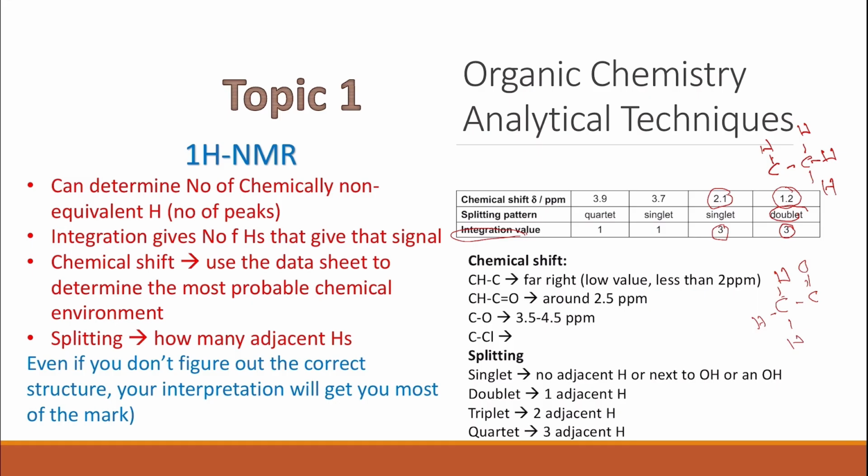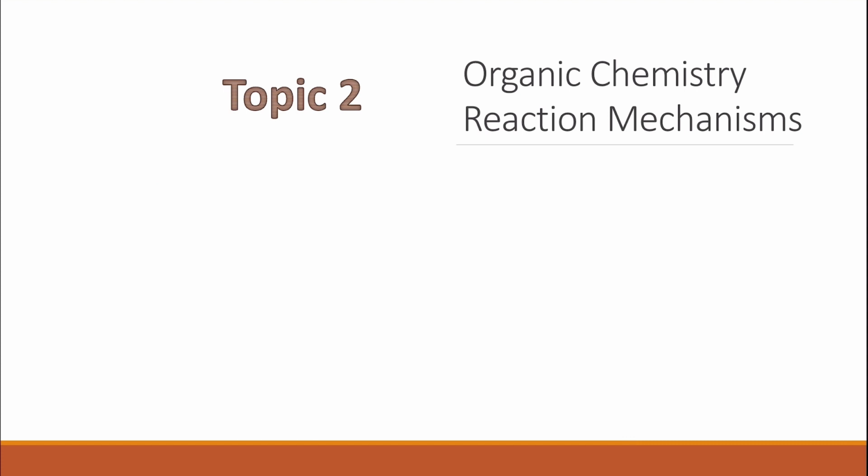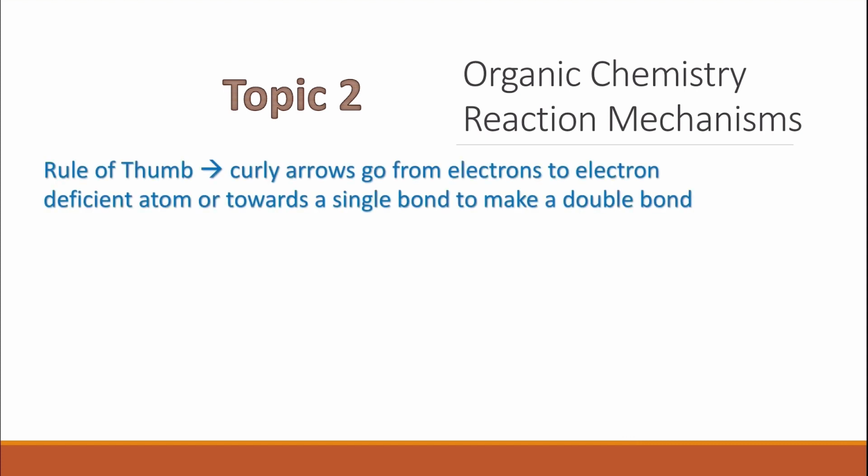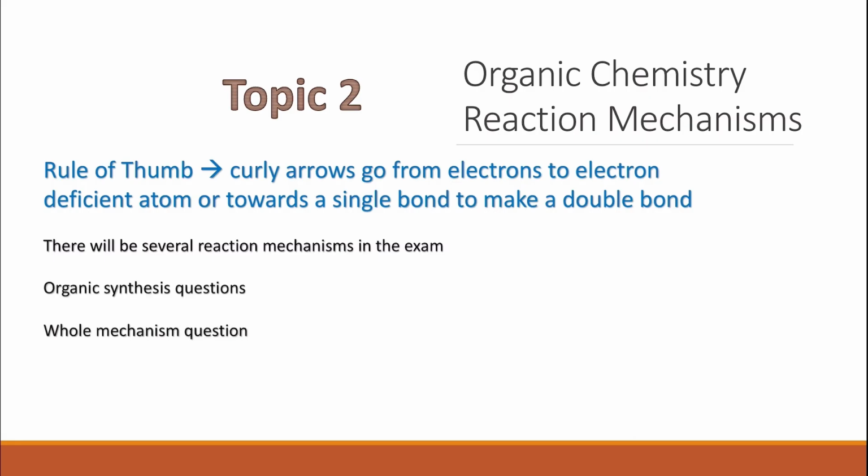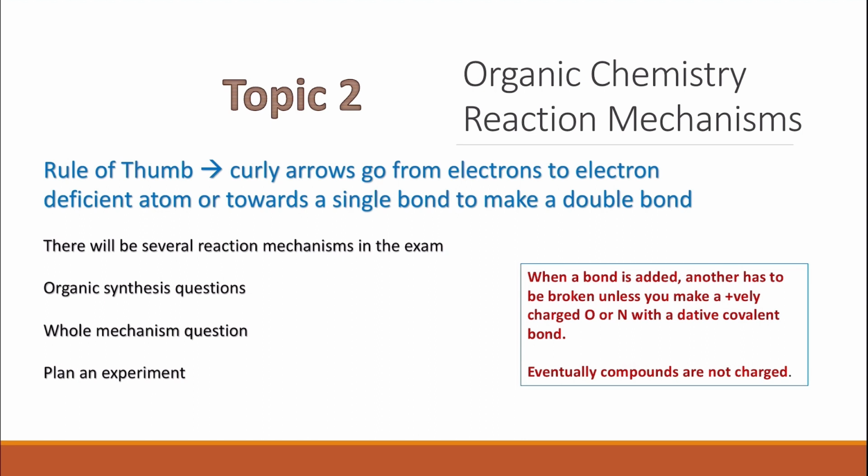The reaction mechanism. So the rule of thumb for reaction mechanisms is that curly arrows will go from electrons to an electron deficient atom, or towards a single bond to make a double bond. So this is how we move the curly arrow. The curly arrows indicate the movement of electrons basically. There will be several reaction mechanisms in your exam, and there will be an organic synthesis question, a whole mechanism question, and also plan an experiment. All of these would need your reaction mechanism. So remember that when a bond is added, another has to be broken unless you make a positively charged oxygen or nitrogen with a dative covalent bond. So eventually the compound has to be not charged.